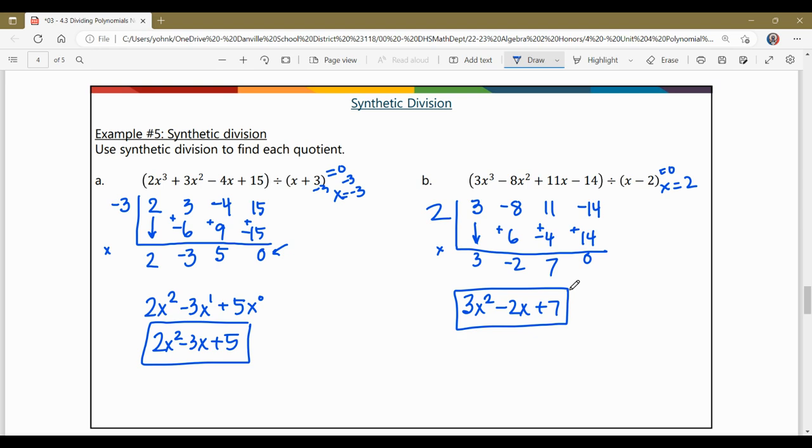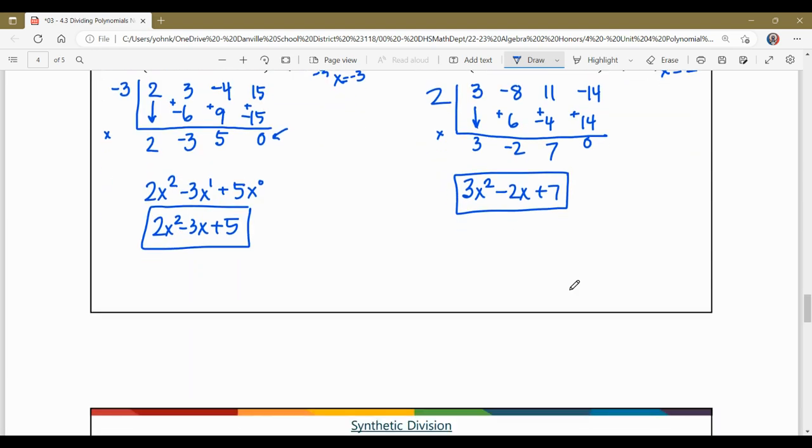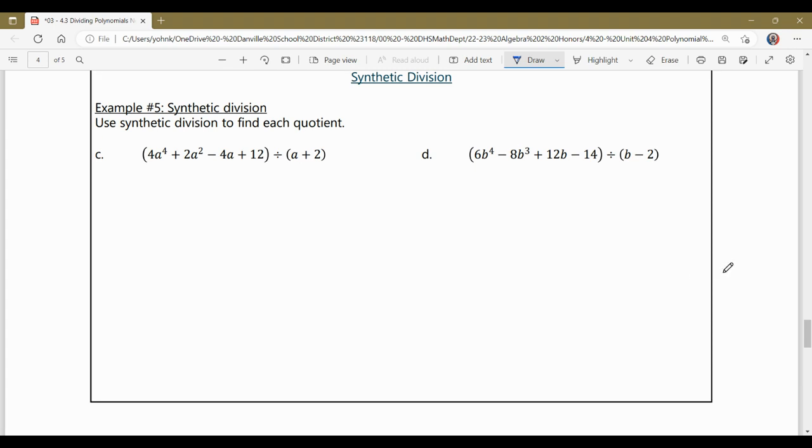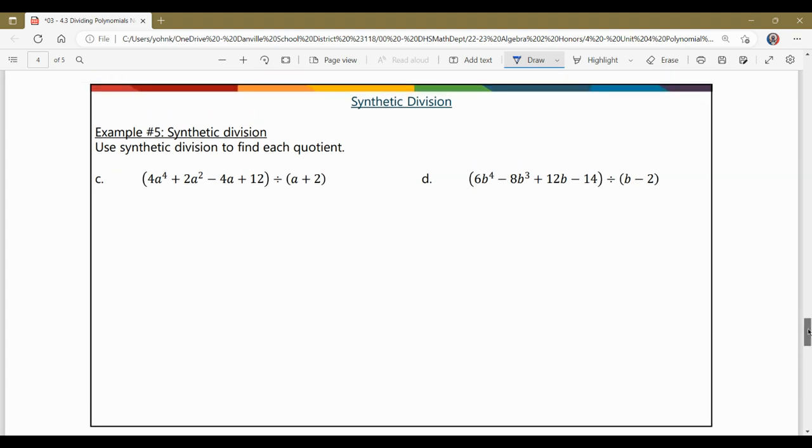Okay, so they're not always going to come out with remainders of 0. Sometimes you're going to get non-zero remainders, and that's okay. Also, be on the lookout for powers that do not exist in the original problem. Those must be accounted for by using a 0. So for instance, I'm missing 0a cubed.